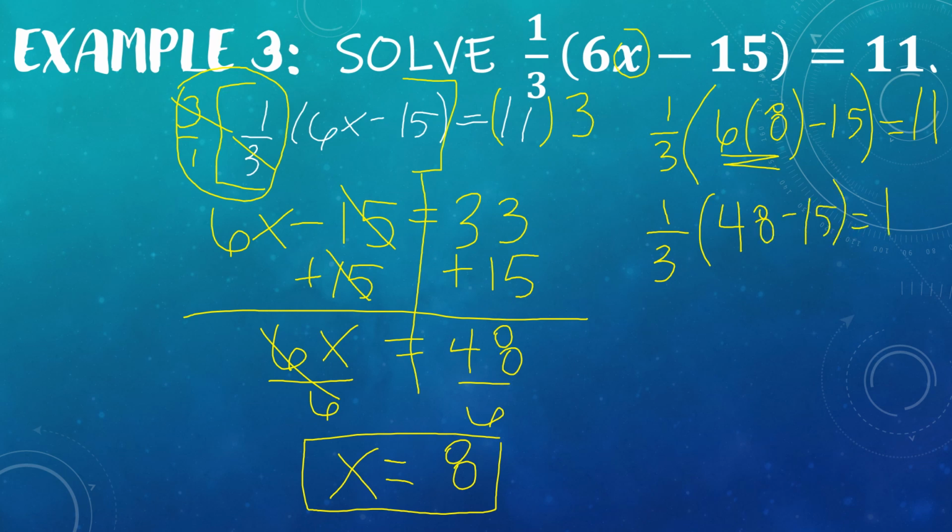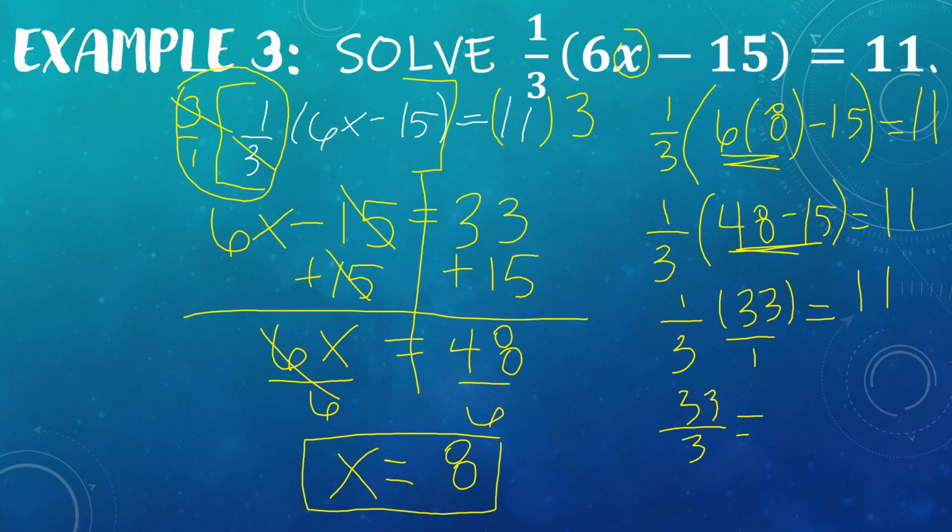Then we're going to do 48 minus 15, which is 33, equals 11. Then we're going to multiply 1/3 times 33. When you multiply fractions, you multiply straight across, so that would be 33 over 3 equals 11. And then finally, 33 divided by 3, well, that is 11. So since 11 does indeed equal 11, we know our solution of 8 is correct.